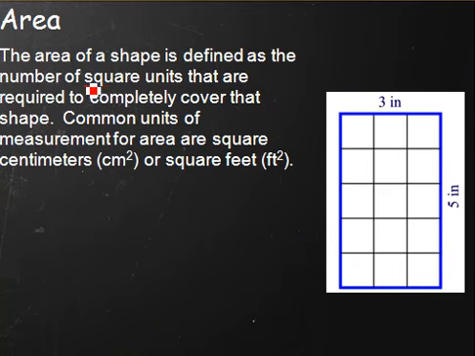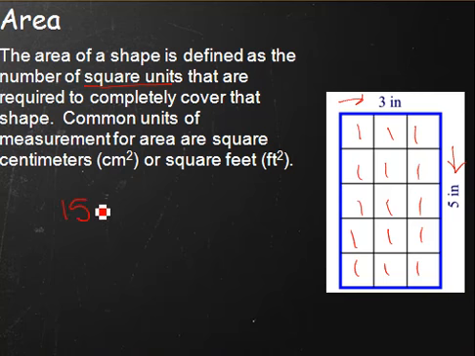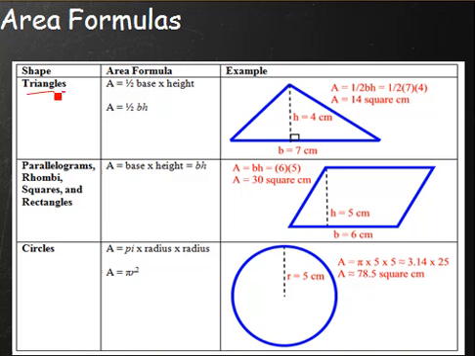Area of a shape is defined by the number of square units that completely cover that shape. Since we're talking about square units, our measurements are in things like square centimeters or square feet. In our rectangle that is 3 inches by 5 inches, we could see that we have a total of 15 square inches that completely cover this shape. So the area of this rectangle is 15 inches squared, or the area of a rectangle is length times width.